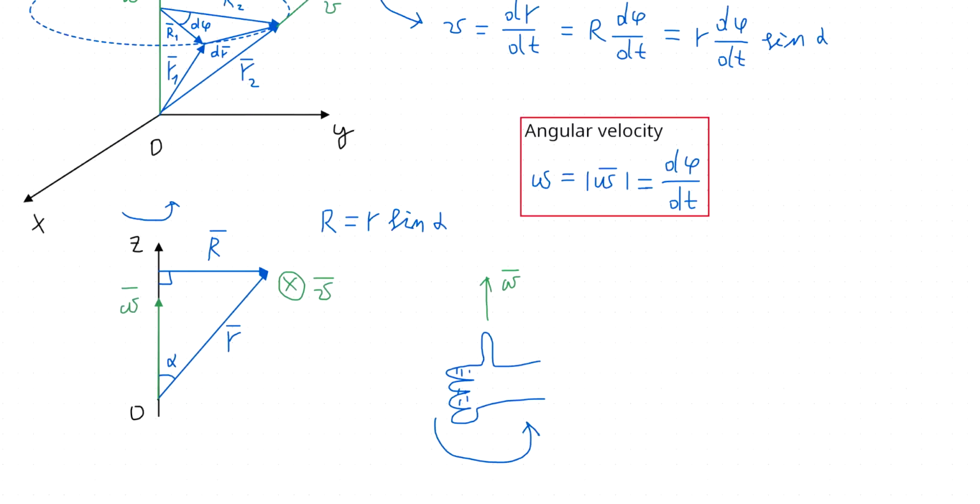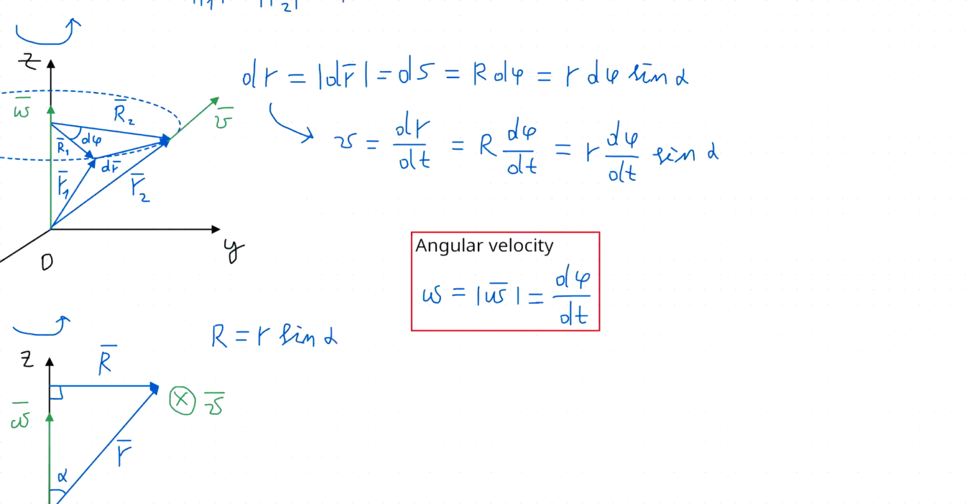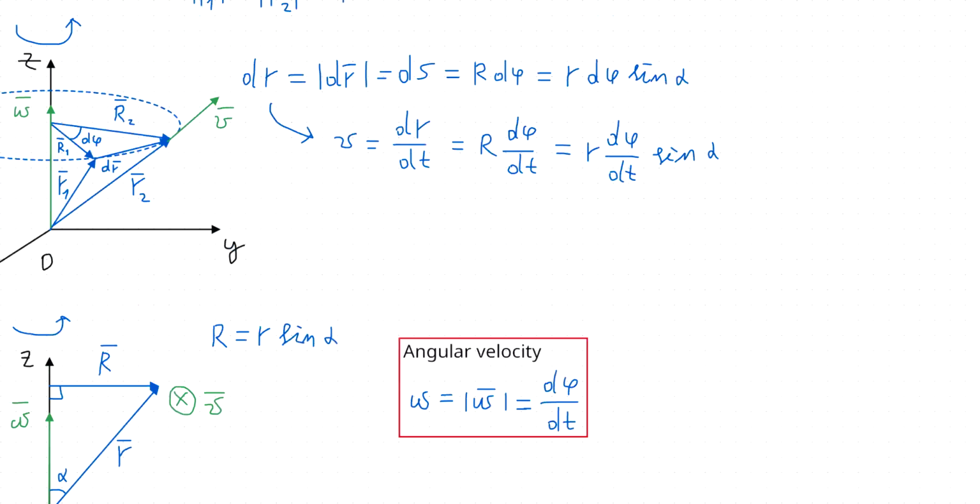So according to this new definition of angular velocity, we can rewrite the formula above in another way. We can write this as v is equal to omega r, and this is equal to omega r sine alpha.